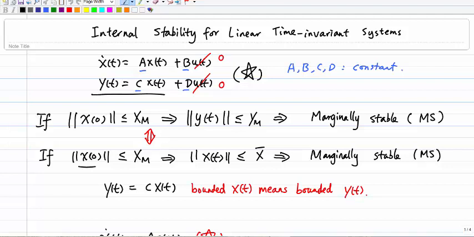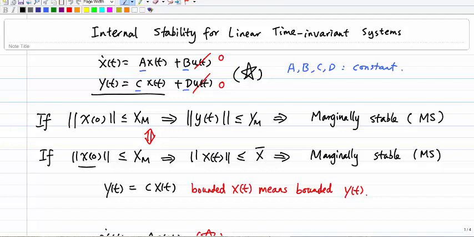In this video, I'm going to talk about internal stability for linear time invariant systems. In the previous video, I talked about the BIBO stability, which is also the input and output stability for linear time invariant systems.